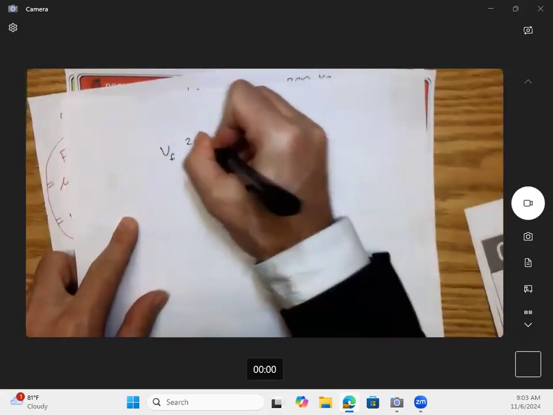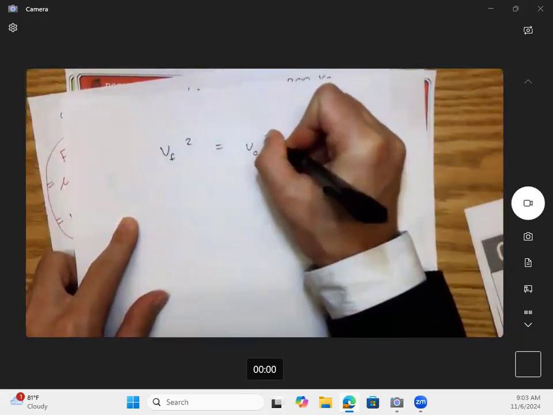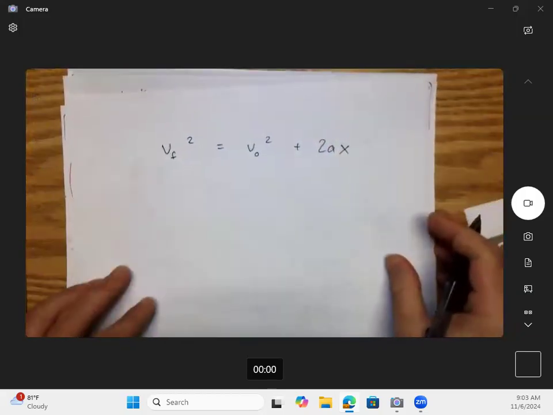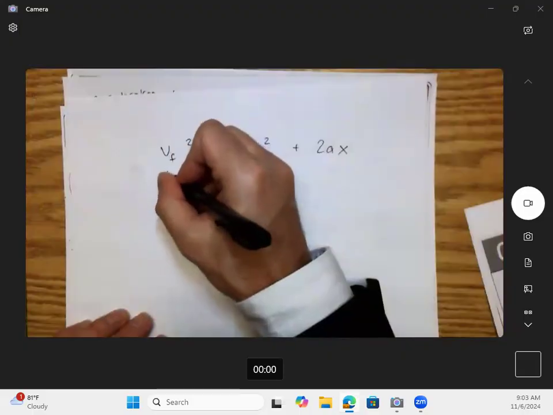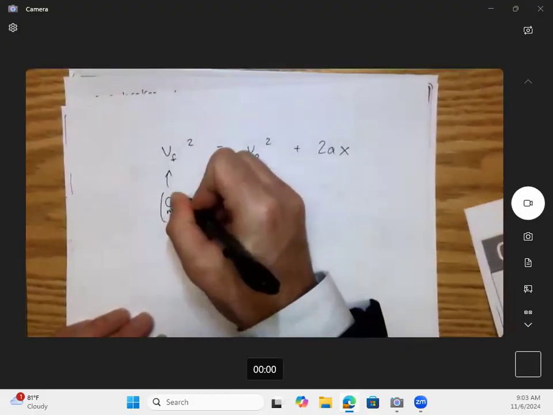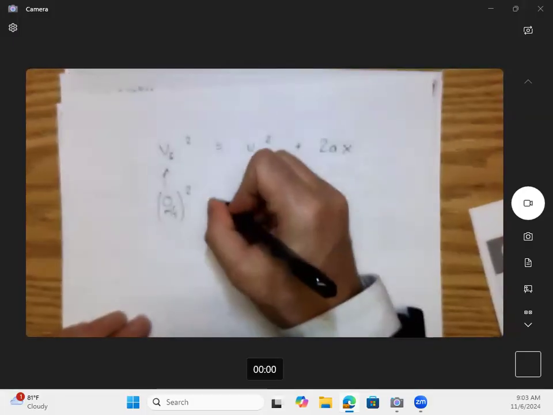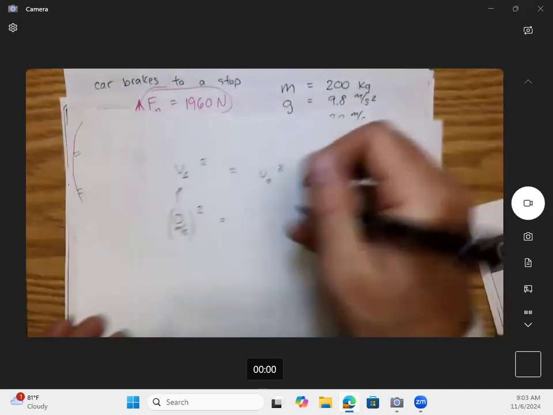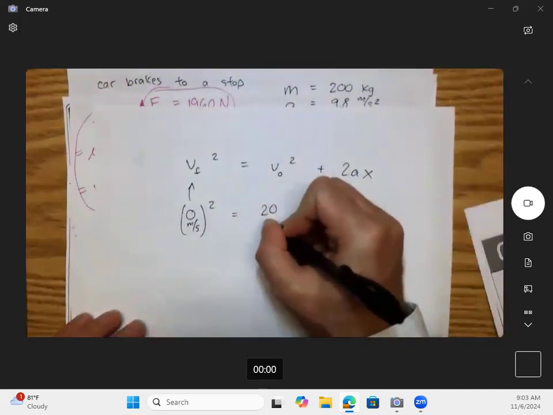Final velocity squared equals initial velocity squared plus 2ax, straight off the page. Guys, what is the final velocity of the car? 0 meters per second, because it's braking to a stop. Square that, still 0. The initial speed of the car, let's do it in terms of numbers, was 20 meters per second. Guys, remember that?